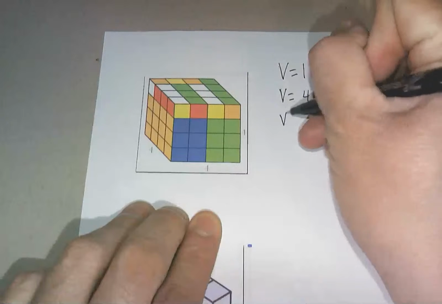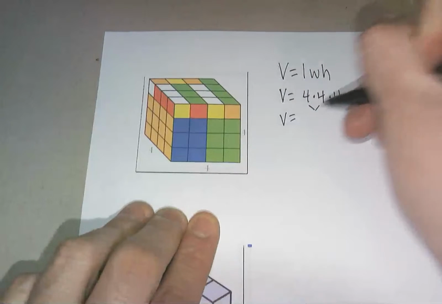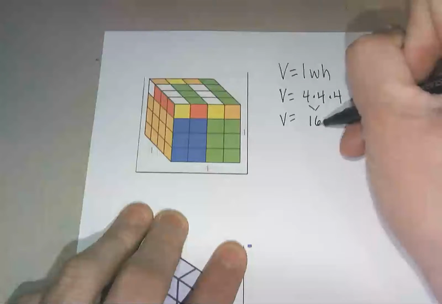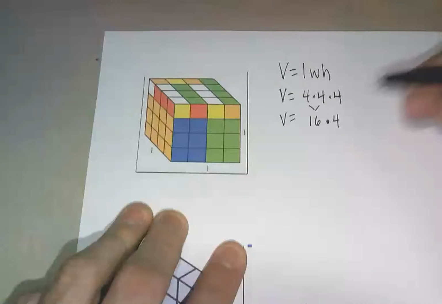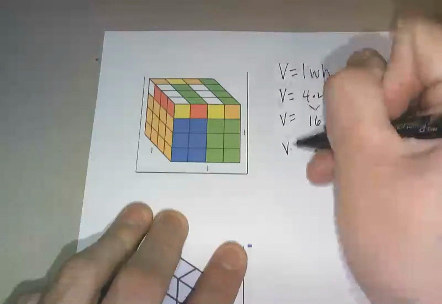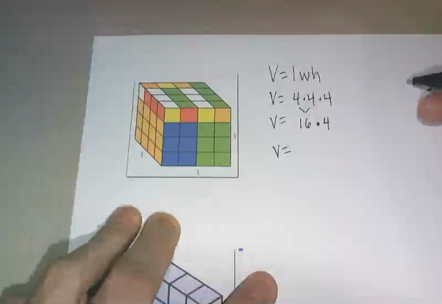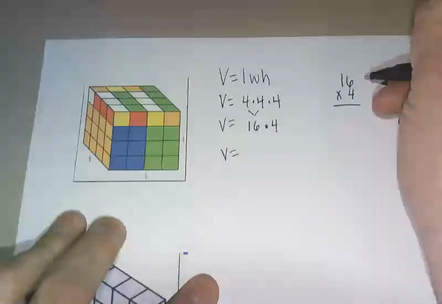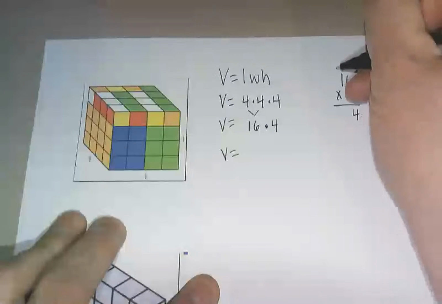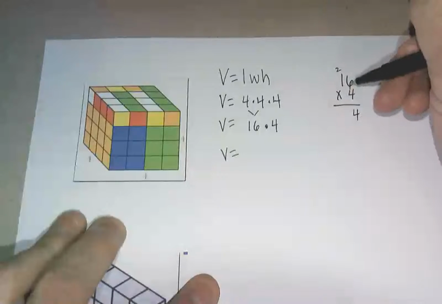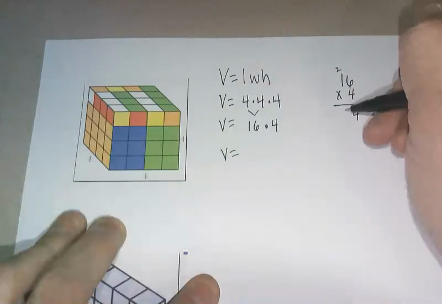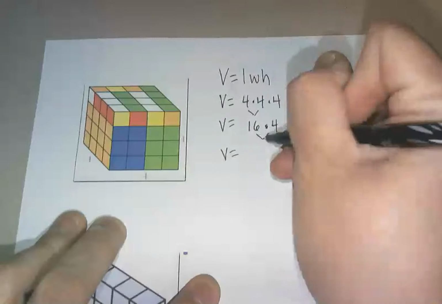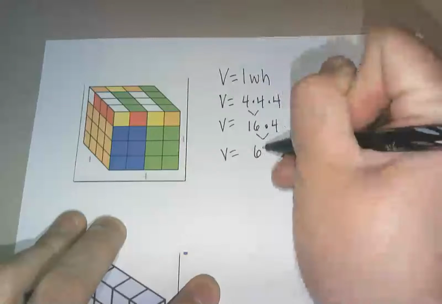Next, I'm going to figure out 4 times 4. And we know that 4 times 4 is 16. So I'm going to bring down the part I didn't use. What is 16 times 4? Over here, I have room to write on. So I'm going to write 16 times 4. 6 times 4 is 24. I'm going to carry my 2. 4 times 1 is 4. 2 more, 5, 6. So it equals 64. So I now know that 16 times 4 is 64.